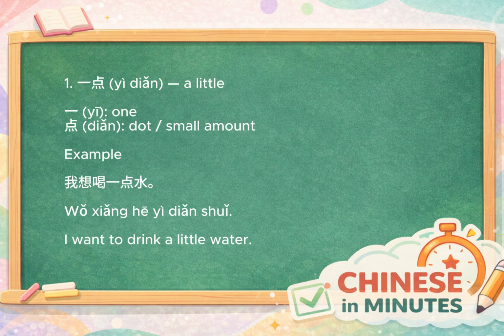Now let's go through 10 essential vocabulary words built with the character diǎn. The first word is 一点. This means a little or a bit. It is made up of 一, which means one, and 点, which means a dot or a small amount. Literally, it means one small point, but in real usage, it simply means a little bit.